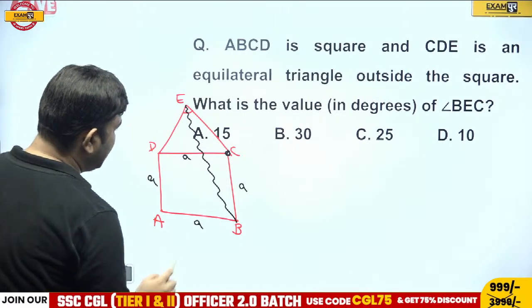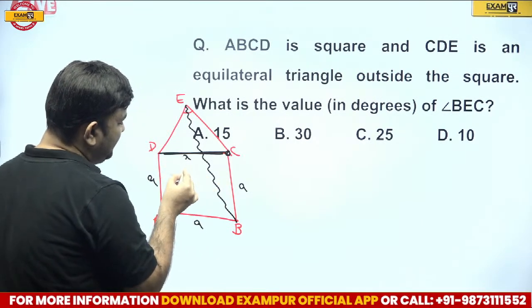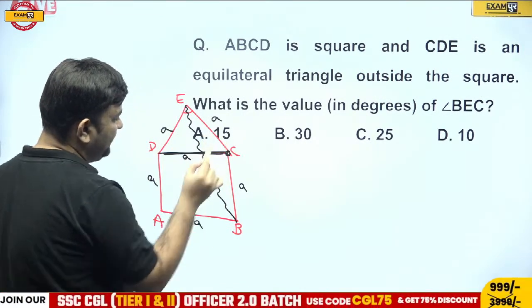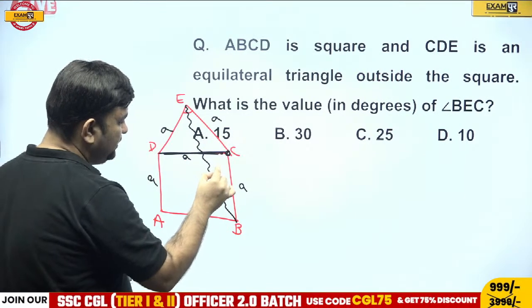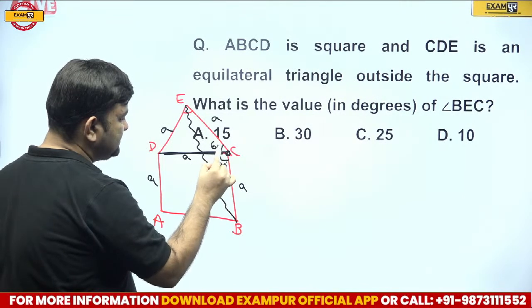Guys, if one of the sides of a square is common to a triangle, this means if a triangle side is A, this is also A. For a square, vertex angle is 90. For an equilateral triangle, vertex angle is 60.